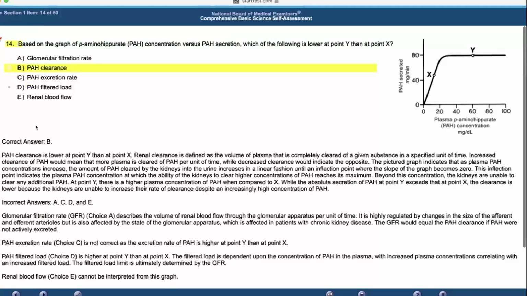Exactly. Okay, this one, as I was reviewing it, I actually still don't really understand clearance all that well. I was looking at the graph, and I understood that the secretion maxed out regardless of the concentration, where the curve goes to 0, but I wasn't really sure how that was all related to clearance. Okay, let's see here. Based on the graph, PAH concentration versus PAH secretion, which of the following is lower at point Y than point X?